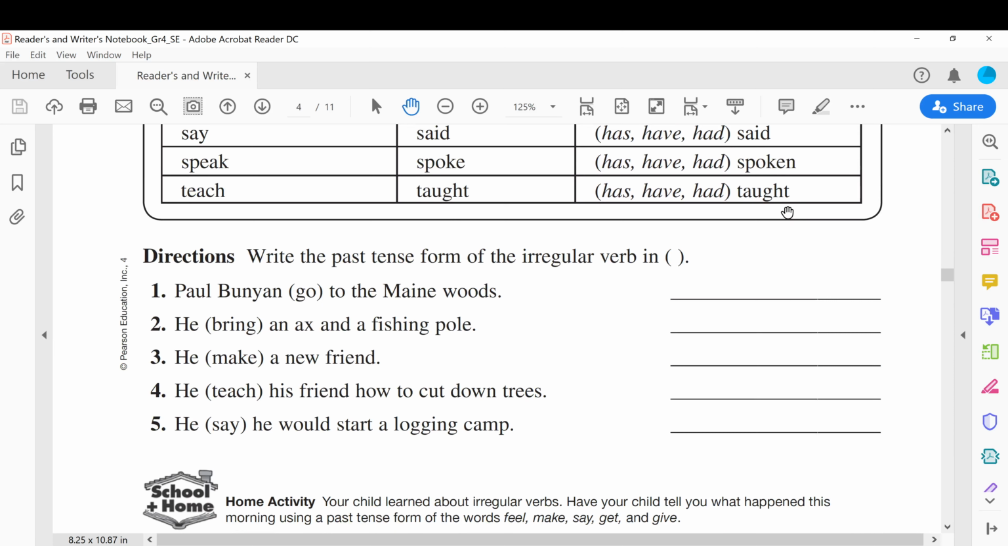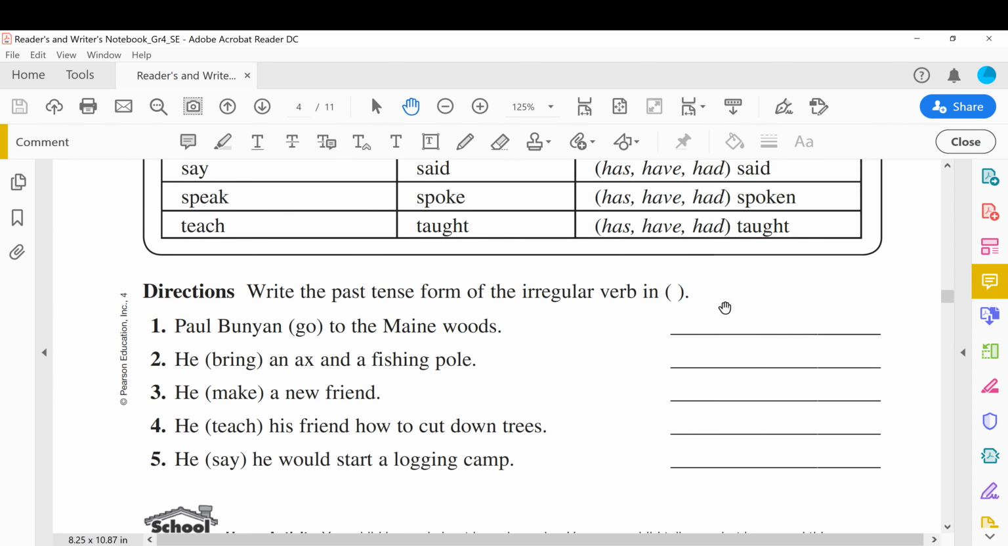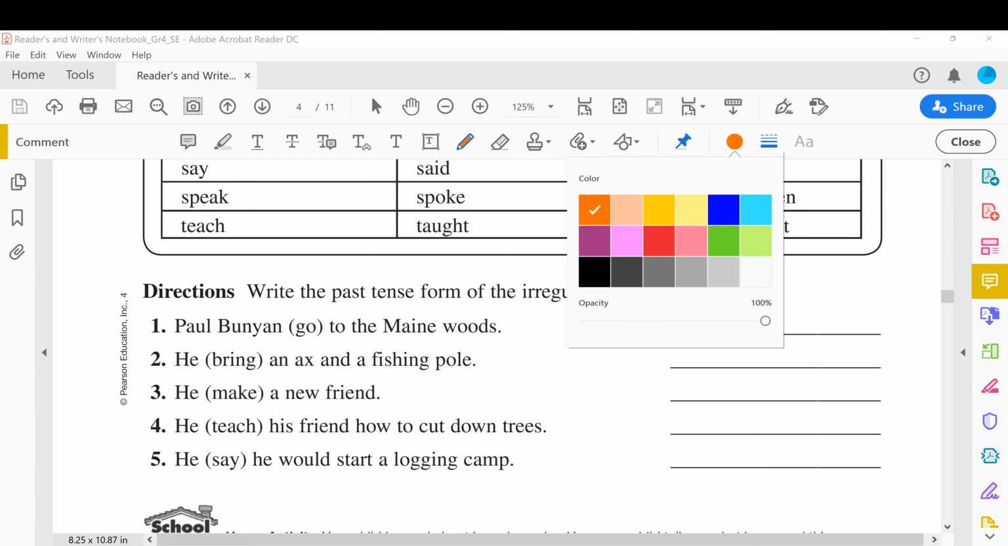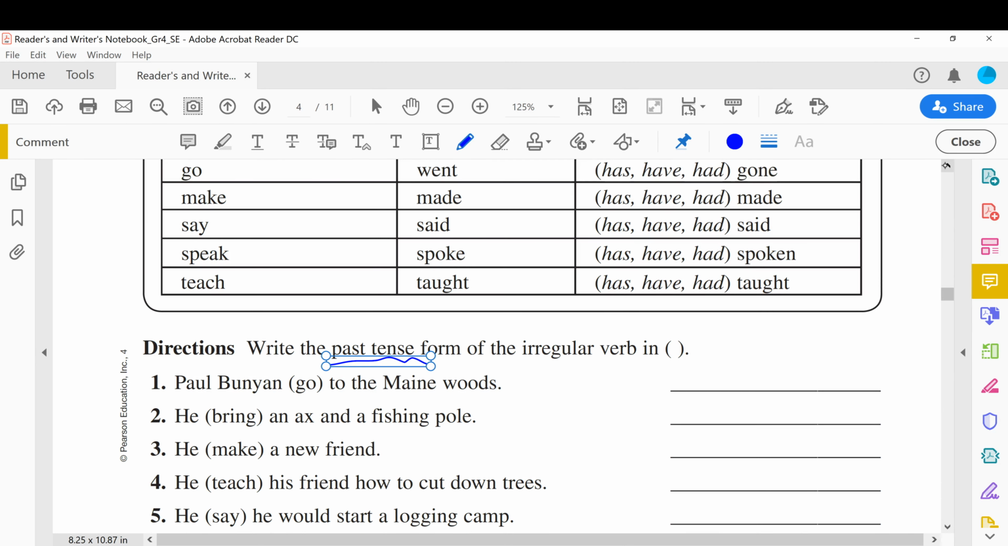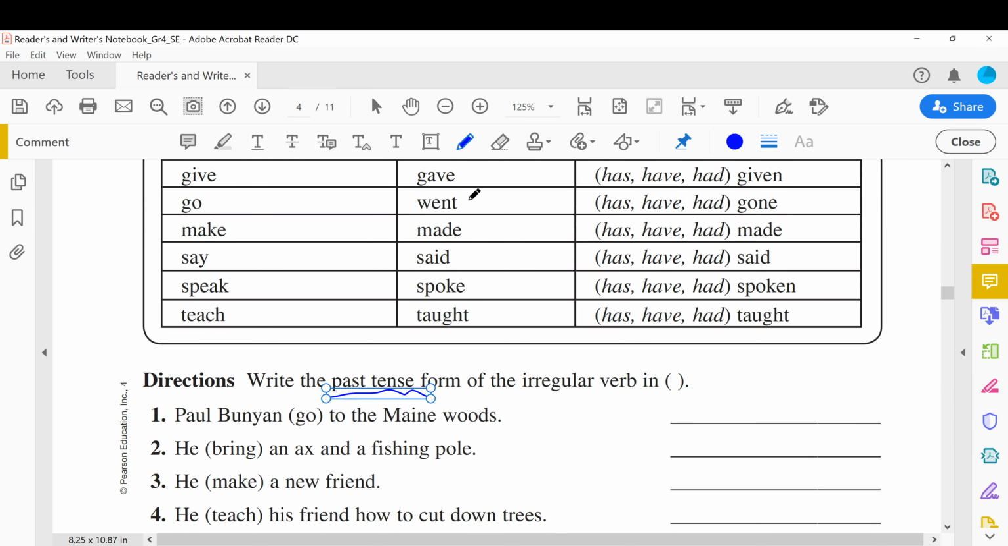All right. Directions. Okay, let me get my pen. Write the past tense form of the irregular verb in the parentheses. Number 1, Paul Bunyan, go to the main woods. I want to put the verb go in the past. I think we already have it here. Go in the past, went, and past with have, has, had, gone.